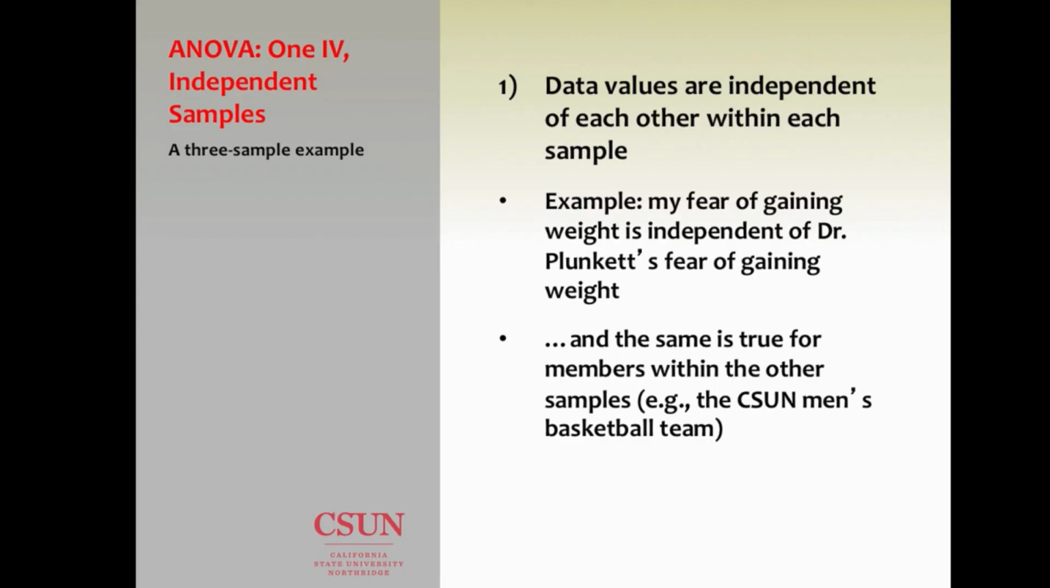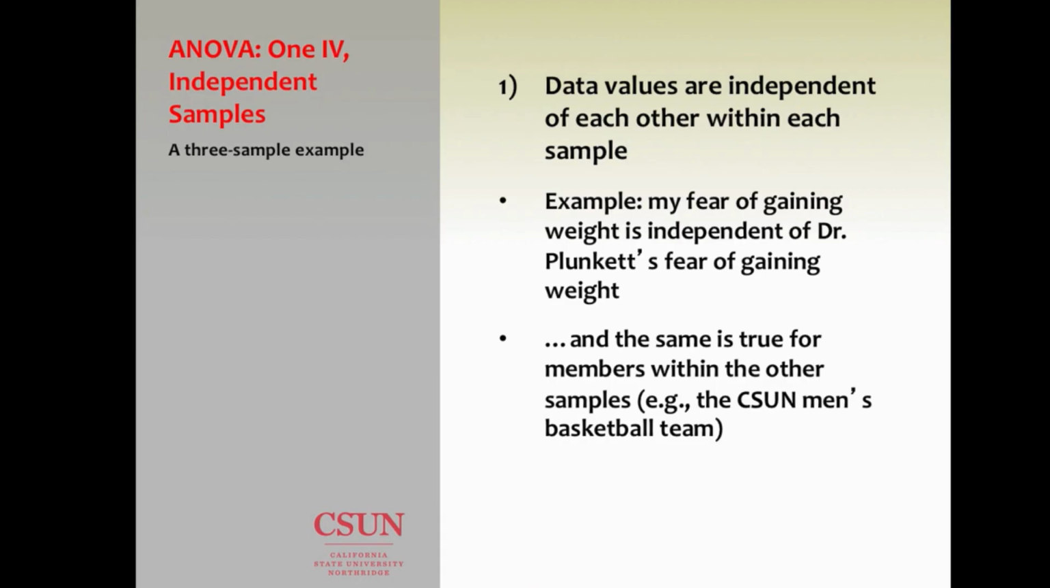If they're not, then the sample is sort of an experimental design issue. We need to kick Dr. Plunkett out of the study, keep me in there, or vice versa. But given that we are sampling anonymously, given that the people in our sample are not influencing each other's answers, then we're okay, and we can proceed with our analysis. So this was just kind of implied in our study.